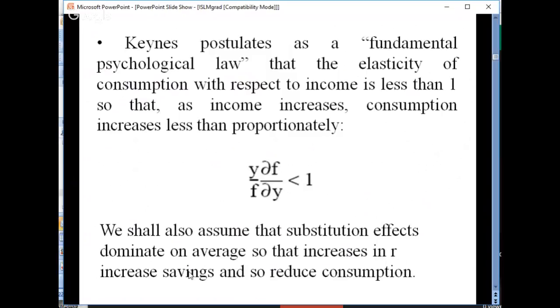increases in R increase savings and reduce consumption. In other words, that increase in R isn't going to increase your income so much that you'll spend more. Rather, it's going to encourage you to save more to take advantage of the price of money. In other words, to get more return on the money that you invest.